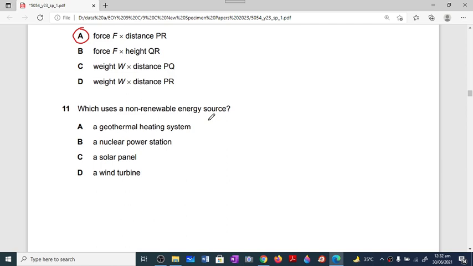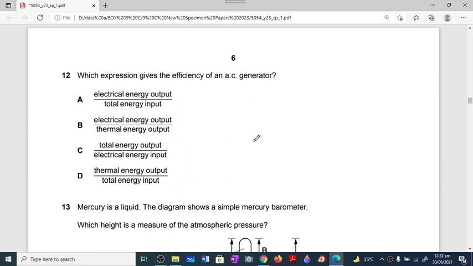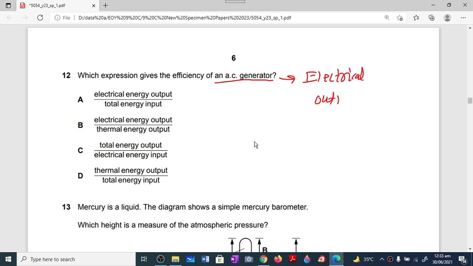Now question number 11, non-renewable energy sources. Geothermal is a renewable energy source. Solar power is a renewable energy source. Wind turbine is renewable, and the only non-renewable in the given options is the nuclear power station. Question: which expression gives the efficiency of an AC generator? Always remember that the generator will give you the electrical output. So the electrical energy output over the total energy input will be the correct option.